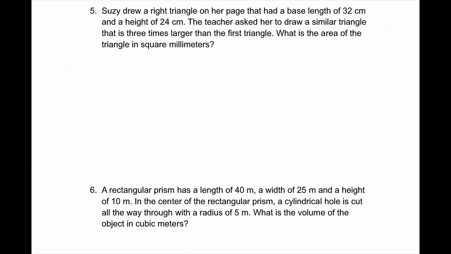Okay, question number 5, moving along, another word problem. So what does it say? Susie here, I'm going to pull up my highlighter, has a right triangle. That's important information because we know that one of the angles is going to be 90 degrees. It says it has a base of 32 centimeters, and that's the bottom of the triangle, and a height of 24 centimeters. And it's also important to note that they have the same units. So I don't have to do any unit conversion here.